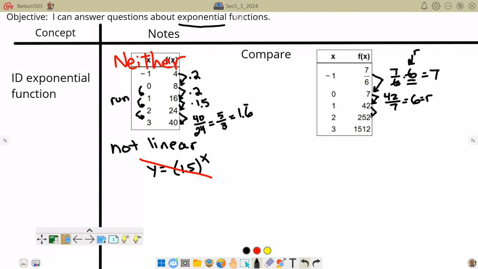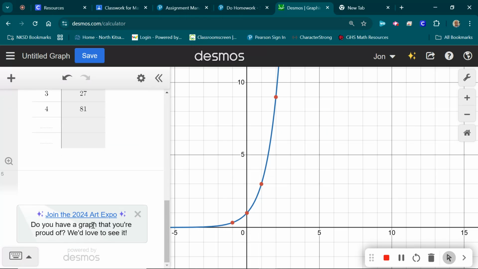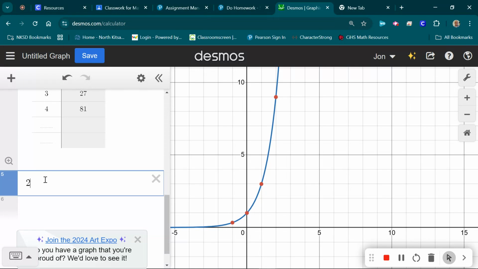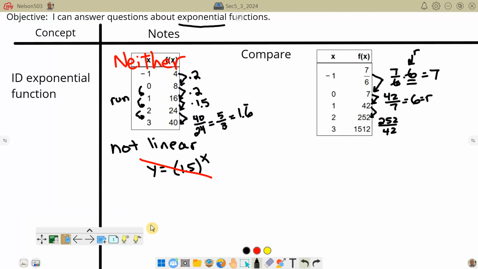So if I do that same thing here, 252 divided by 42, okay, let's jump over to Desmos real quick. Probably is going to be 6, isn't it? 252 divided by 42. Hey, look at that. It's the r, it's the 6 again, okay? So we got 6. I'm feeling like all of these are coming out to be 6. See how it's the same. Here, let's just do the last one. 1512 divided by 252. I don't think they're going to trick us on the last one. It does come out to be 6. So what does that mean?